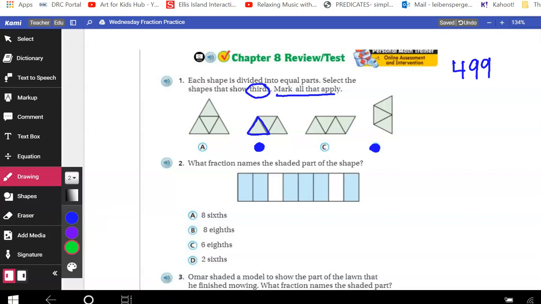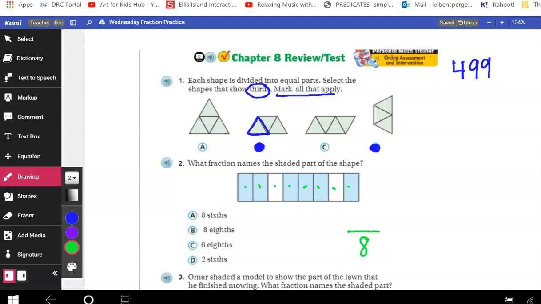What fraction names the shaded part of the shape? Well, I know that my denominator is going to tell me, in this case, I know it's not a fraction greater than 1 because I don't have an entire whole piece. So I see there's one rectangle divided into pieces. I'm going to count those pieces carefully. 1, 2, 3, 4, 5, 6, 7, 8. I know that I have 8 parts in all.